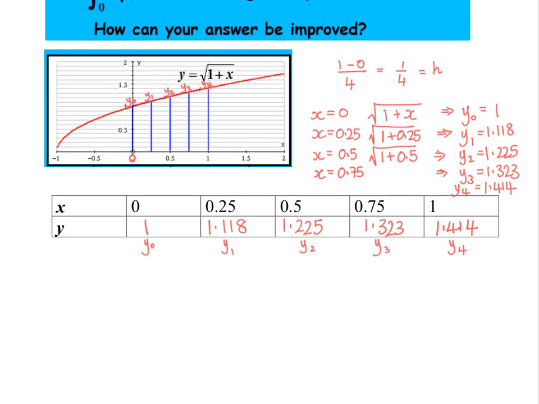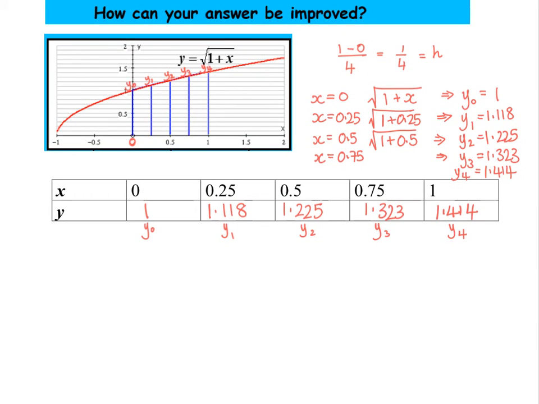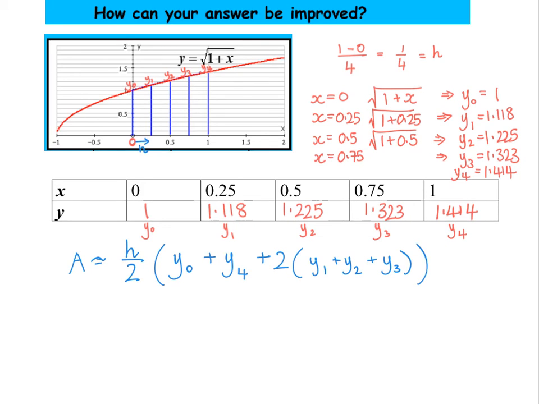If we take these values then, our trapezium rule: the area under the curve is approximately equal to the width of the strip, which is h, divided by 2, then our first ordinate plus our last ordinate, which is y4, plus twice everything in between, which is y1, y2 and y3. Now if we substitute the values in, that's what we're expected to show.